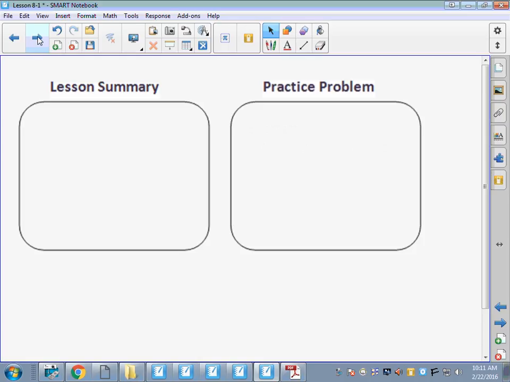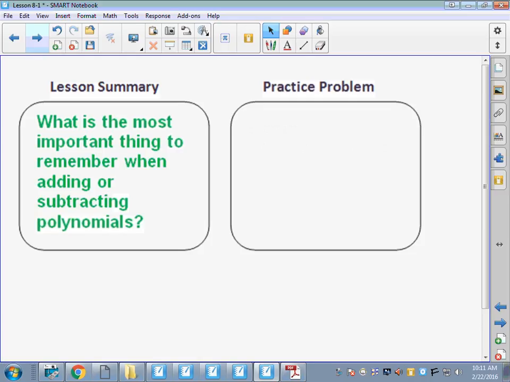All right, we've reached the end. Lesson summary. Here's what I want to know from you. What to you is the most important thing to remember when you're adding or subtracting polynomials? Maybe it's distributing that negative sign. Maybe it's looking for like terms and making sure you're combining. Maybe it's worrying about the exponents. Maybe it's about putting them in standard form or descending order. What's the most important thing to remember when adding or subtracting polynomials? Or what do you think might trick you?